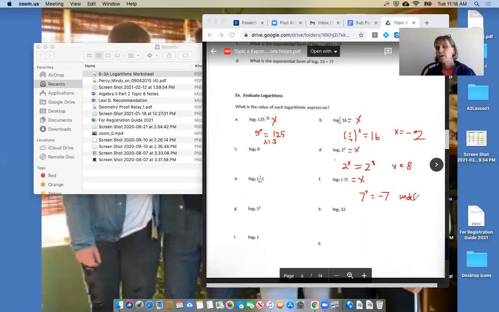Okay, so when you start working with logarithms, you're going to learn that this value right here cannot be negative. If it's negative, we cannot evaluate that logarithm. It is an undefined value.